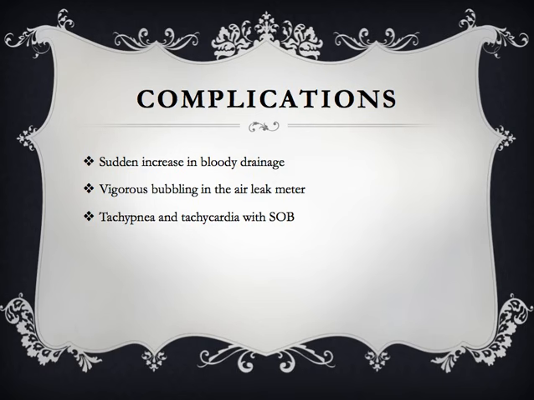So again, over 100 mils per hour constitutes a hemorrhage. If we have vigorous, continuous bubbling in the air leak meter, that tells us that we have a system leak and we would need to address that. We'll monitor our patient's vital signs for signs of tachypnea or tachycardia with associated shortness of breath because it tells us that there's something going on with our chest tube drainage system not operating properly. So we're going to look for kinks or clots in the tubing, so it would be obstructed.